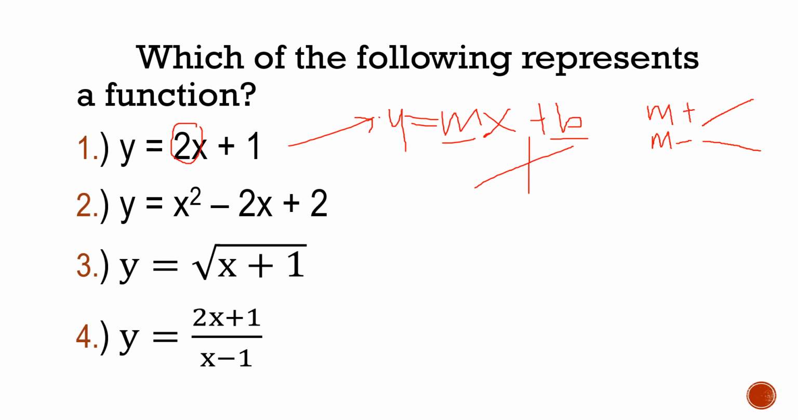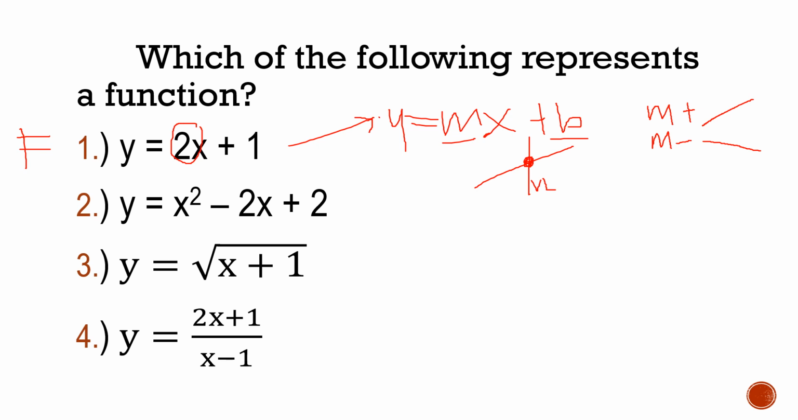Once we apply your vertical line here, there is only one point of intersection between your vertical line and your given line, which rises from left to right because your slope is a positive value. Since there's only one point of intersection between your vertical line and your graph, then number one represents a function.